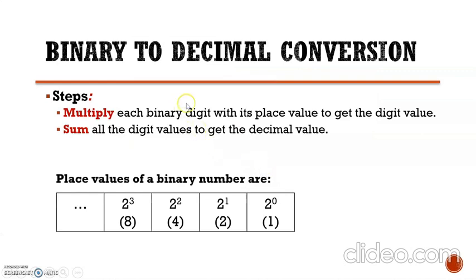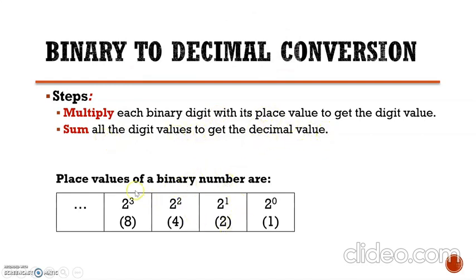Now these are the steps. Okay, let's look at the steps first. 2 steps only. First step is you have to multiply each binary digit with its place value to get the digit value, and then you have to sum all the digit values to get the answer or the decimal value. We are going to decimal. Okay, if you look here, we are going from binary to decimal, so we have to multiply and sum all of it to get the decimal value.